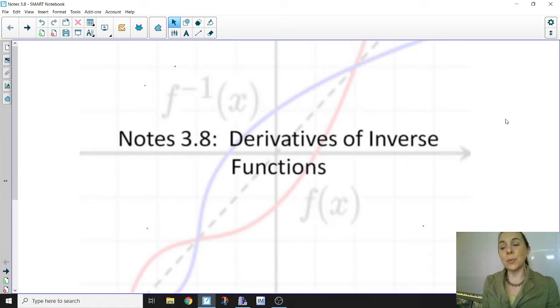In this section, we are going to discuss derivatives of inverse functions, and we'll see a neat little relationship between their values. But then in particular, we are going to dive into derivative formulas for inverse trig functions.